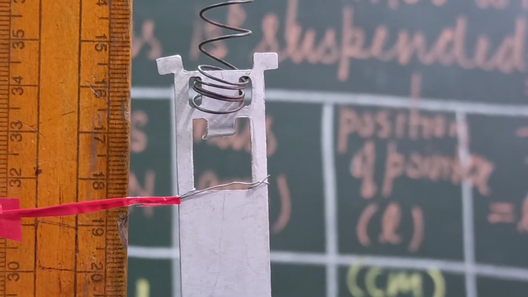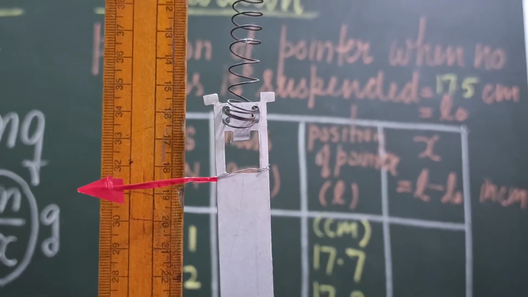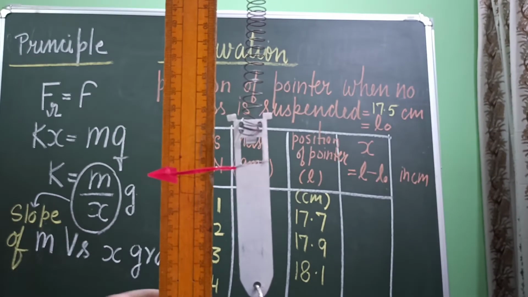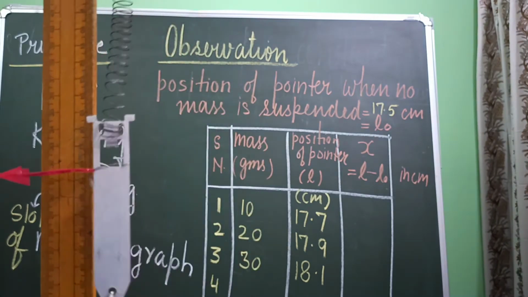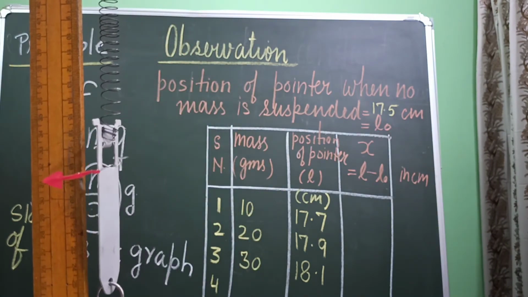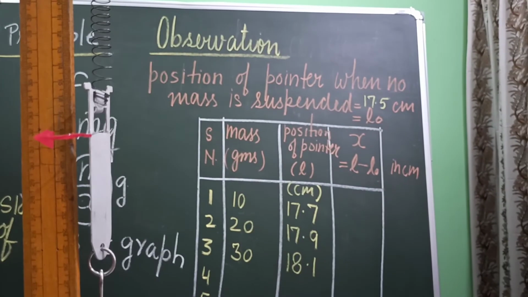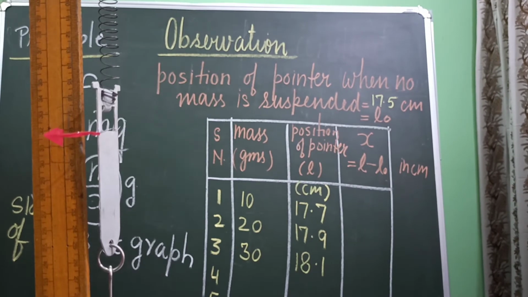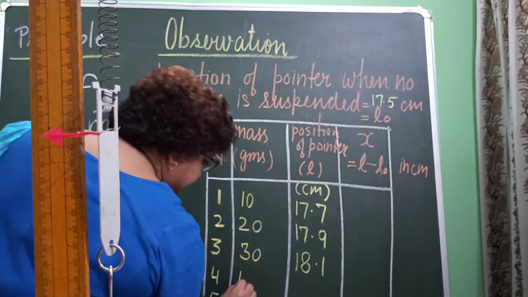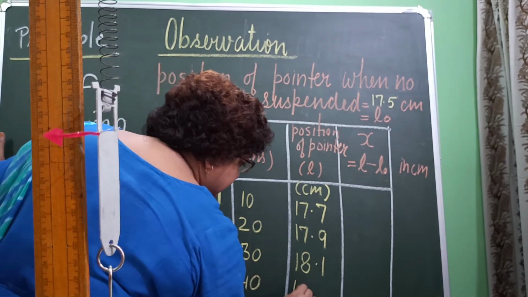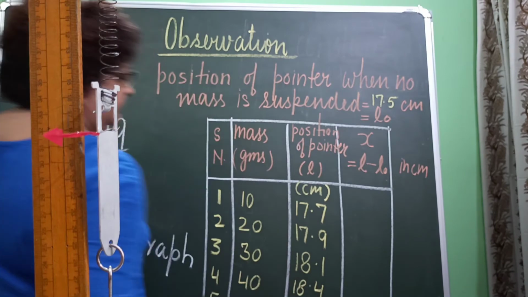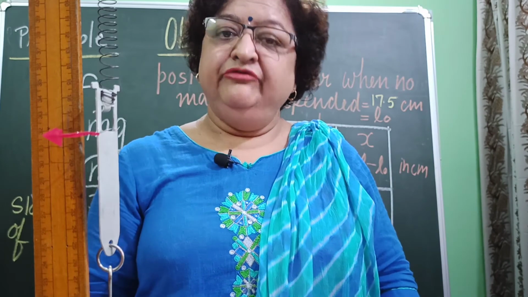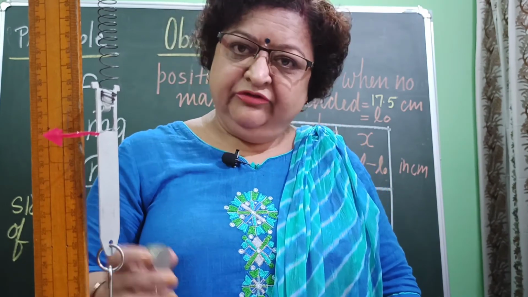So now let me focus the camera on the observation table, and I am going to write the reading for 40 grams. So here the reading is 40 grams and this is 18.4 centimeter. Clear? Now the last reading of this experiment, that is 50 gram, and we already have 50 gram weight with us.